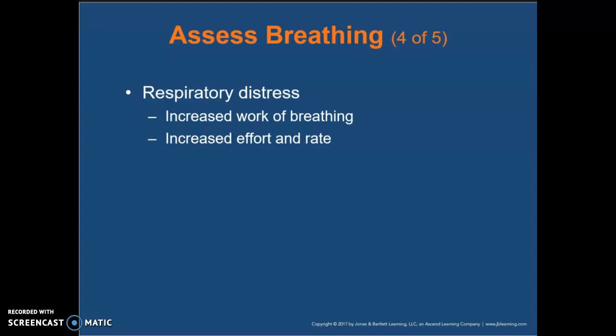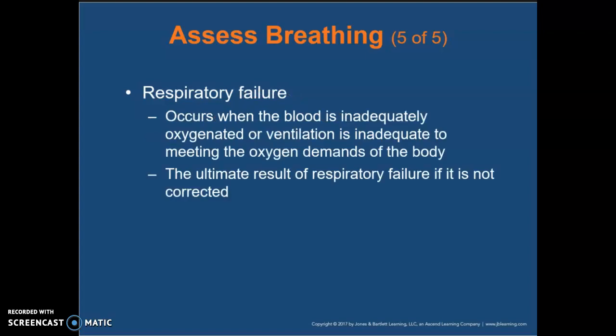Respiratory distress is any increase in the work of breathing. So this could be that they are having an increase in effort to breathe or an increase in the rate for how they're breathing. Respiratory failure is when the oxygen amount in the blood becomes inadequate to meet the oxygen demands of the body.